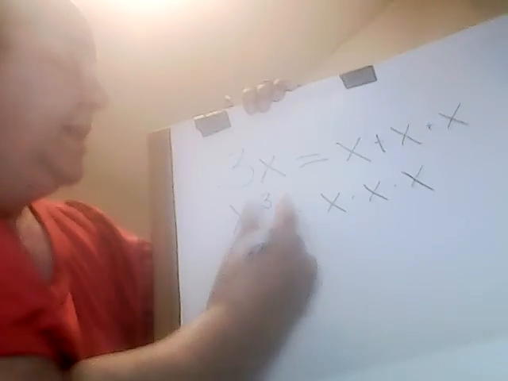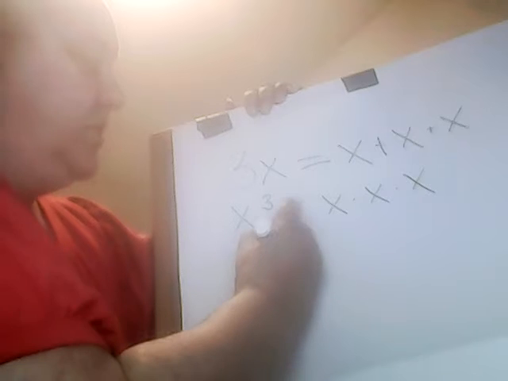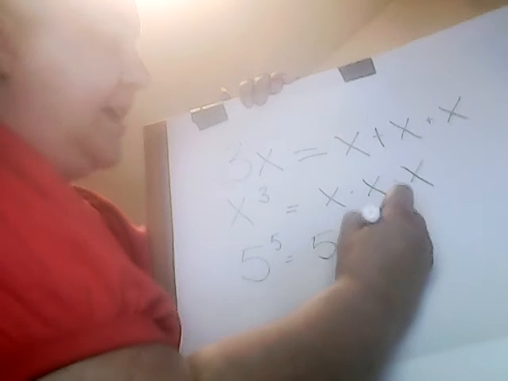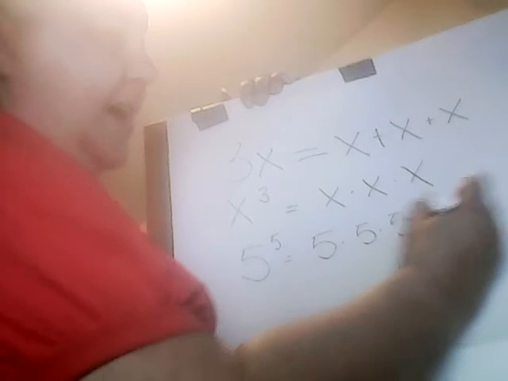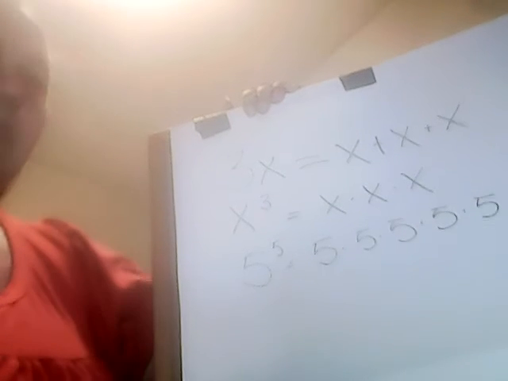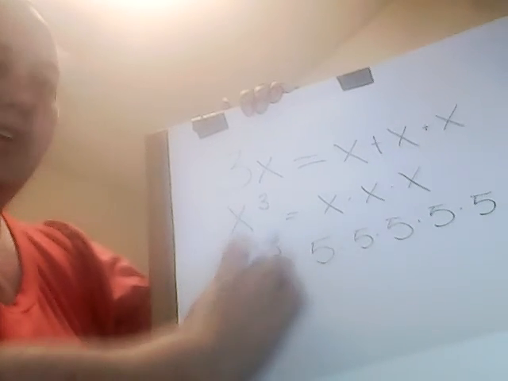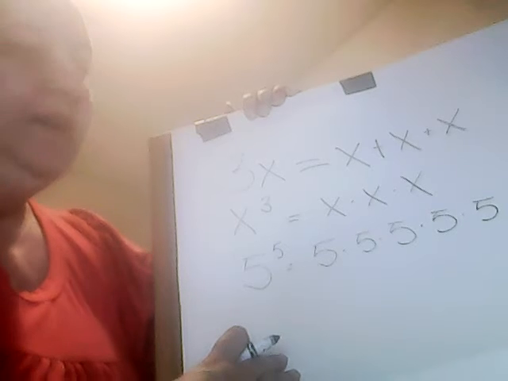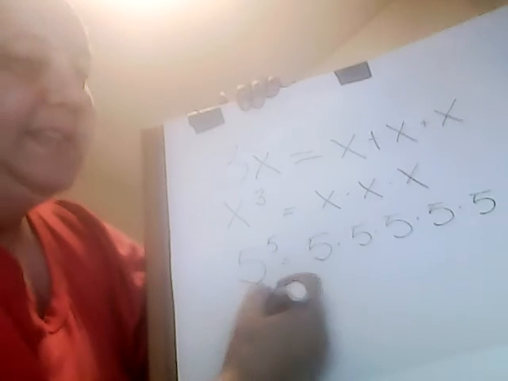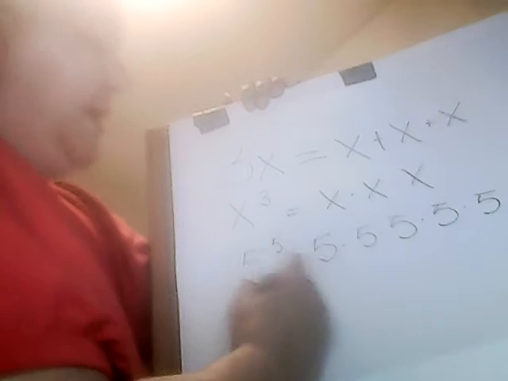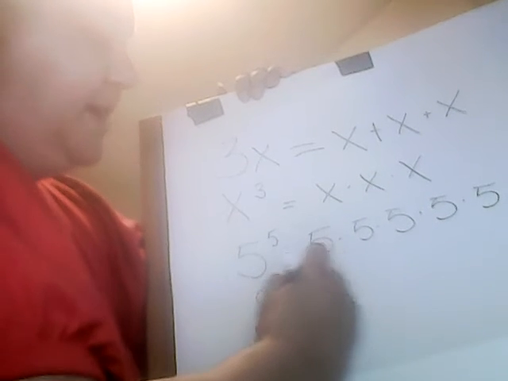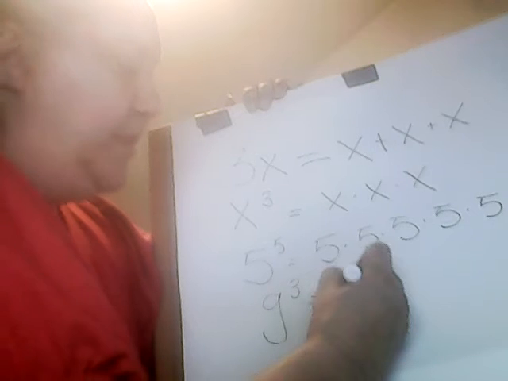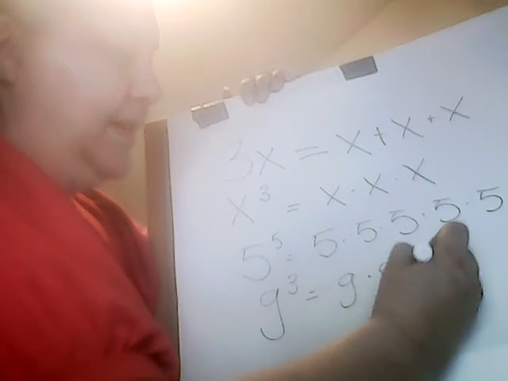All right, let's use the number 5 to the fifth power, and that would mean 5 times 5 times 5 times 5 times 5. The power tells you the number of times you're going to multiply something. And if you see letters, for instance, let's use the letter G, G to the third would mean multiply G 3 times. So we would have G times G times G.